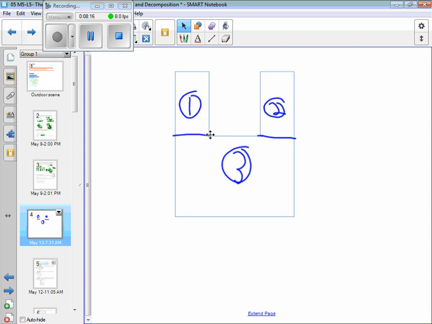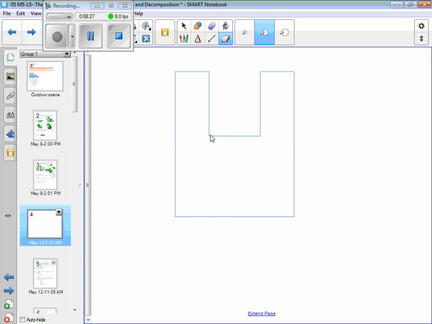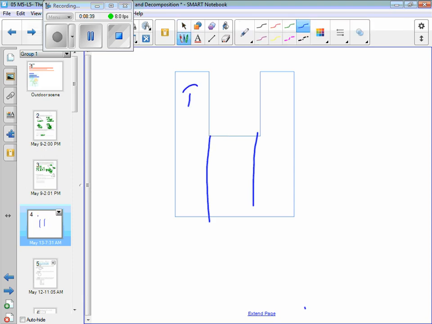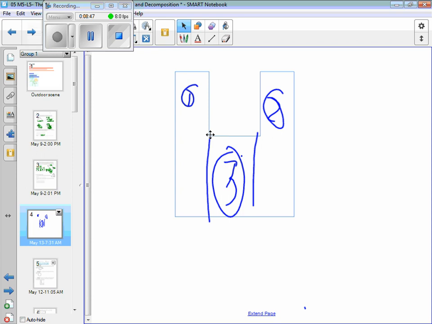Can anybody decompose it a second way? This is one way, using horizontal lines. Can you decompose it a different way? Who wants to come up and demonstrate? Label them 1, 2, and 3. This is also decomposition using vertical lines. Good. Can anybody do it with one line going one way and one line going the other way?